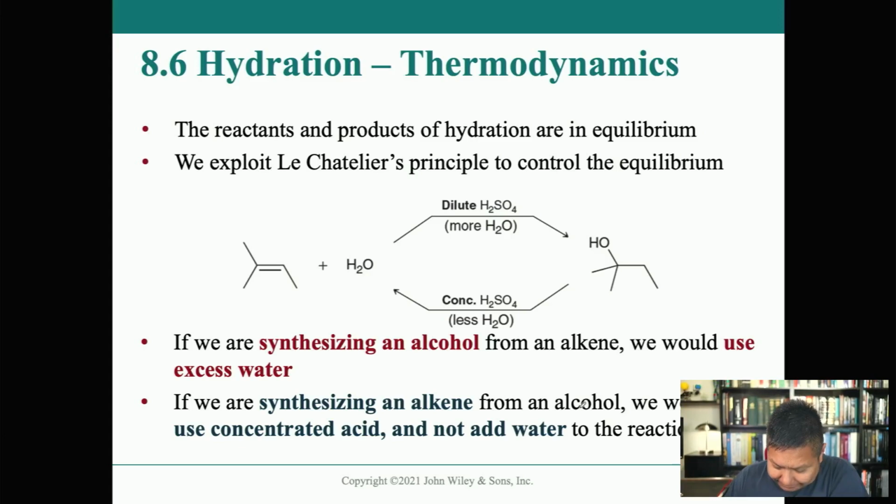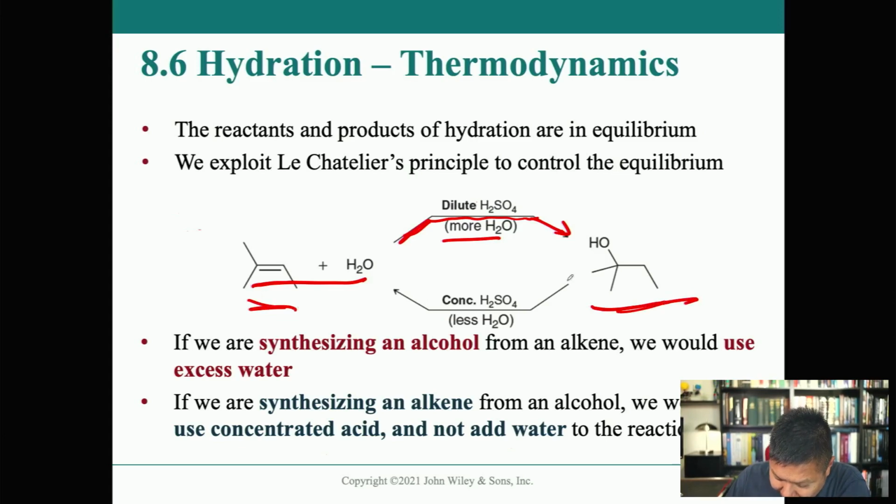So if you want to make an alcohol out of an alkene, you can use diluted sulfuric acid, diluted sulfuric acid with more water, and you'll get an alcohol. But if you want to make an alkene out of an alcohol, you just add in concentrated sulfuric acid and less water, and then you get your alkene and water out of it.